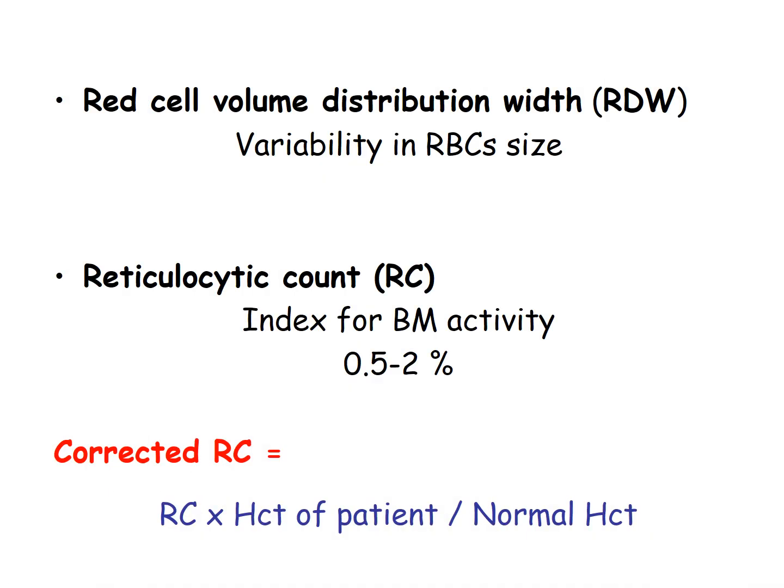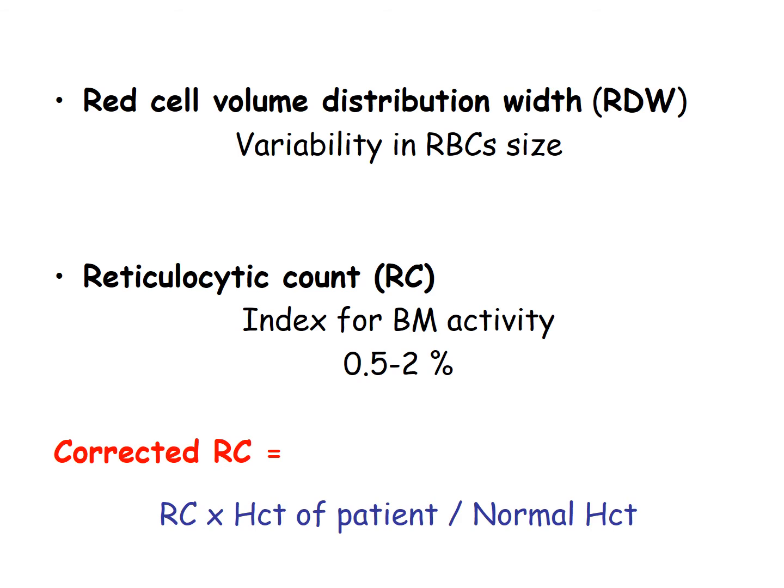What about the red cell distribution width? The red cell distribution width is just a variability in the RBC size. It measures the variability in RBC size. It's normally between 11.5 to 14.5. If it's more than 14.5%, this means that we have a problem, a deficiency of the materials needed for RBC formation, like an iron deficiency or vitamin B12 deficiency.